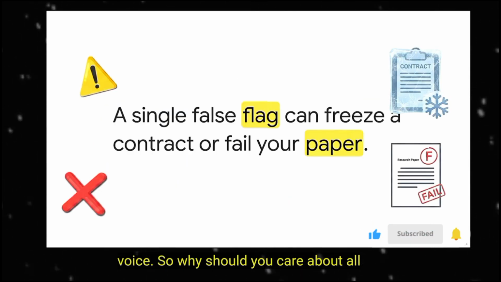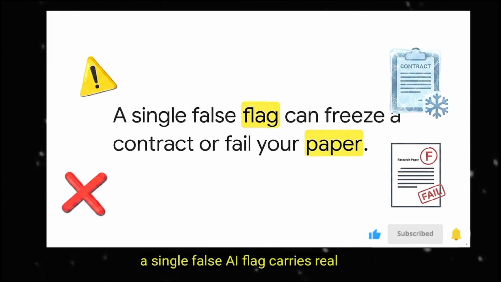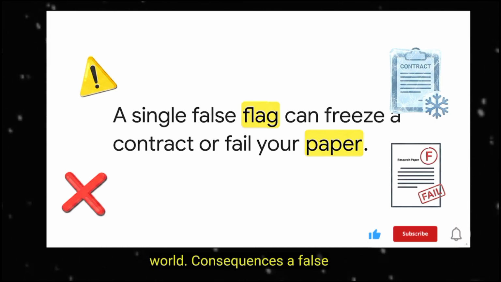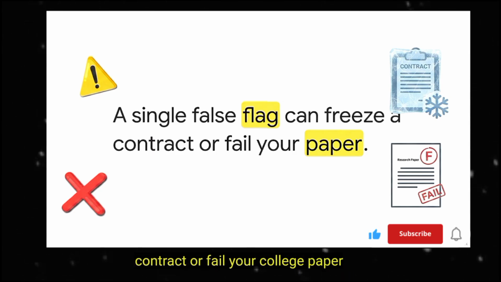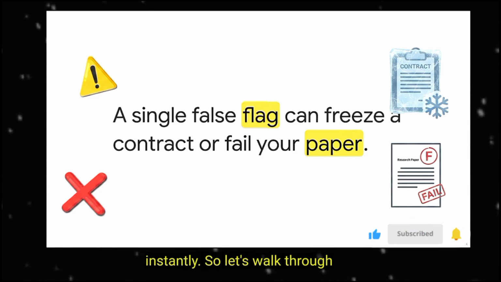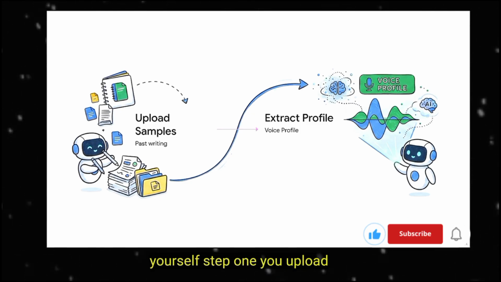So why should you care about all this mechanical math? Well, because a single false AI flag carries real-world consequences. A false flag can literally freeze your freelance contract or fail your college paper instantly. So let's walk through exactly how to build an entirely free double-sided system to protect yourself.